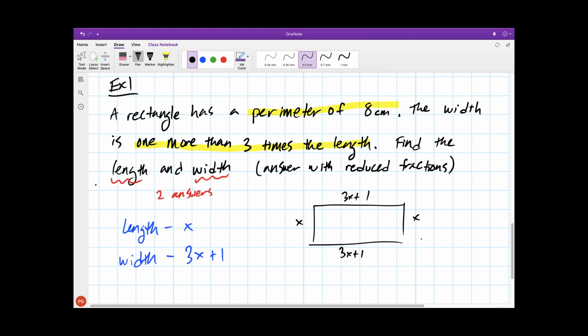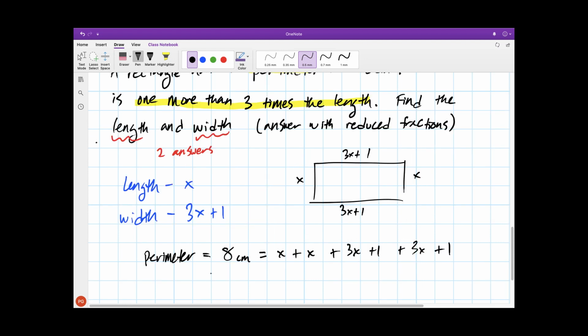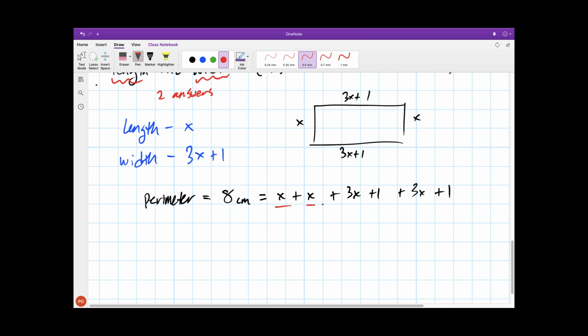So if we wanted to summarize this in a picture, this is what it would look like. If we want to find the perimeter, we have to add all of these sides together. That's going to be equal to 8 centimeters. Now this is where the polynomial addition that we did last unit is going to come in handy. We can group some like terms together. So all of our x's and then all of our numbers on this side. So putting that all together, we get this.